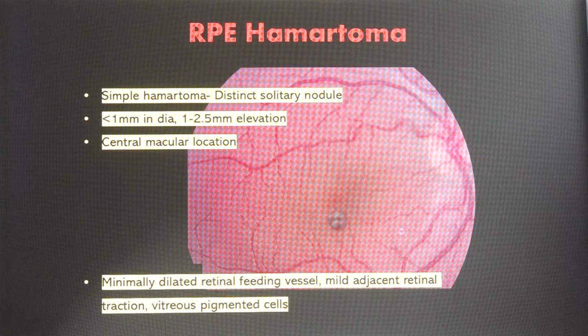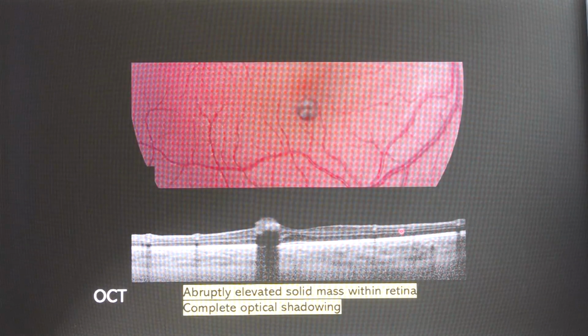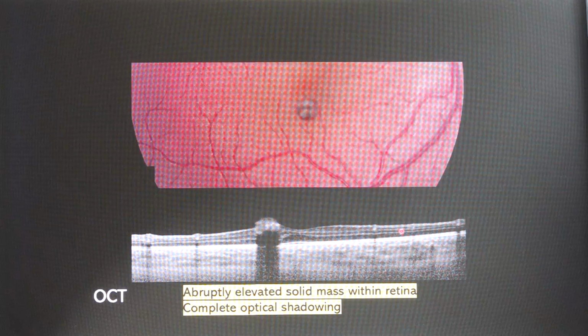They tend to be in a central macular location. A minimally dilated retinal feeder vessel, mild adjacent retinal traction and vitreous pigment cells have also been described in association with the RPE hamartoma. So how can you examine it further? With the help of OCT. It will show an abruptly elevated solid mass within the retina and complete optical shadowing because of the pigmented and solid nature of the disease. So the OCT helps in monitoring these lesions and exactly knowing which layer the disease has penetrated to, if at all there is any progression.